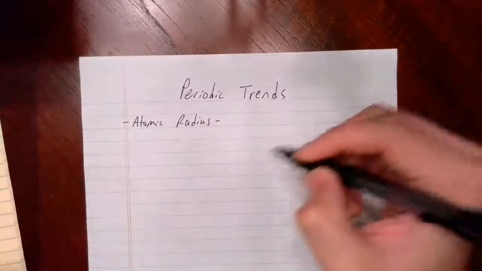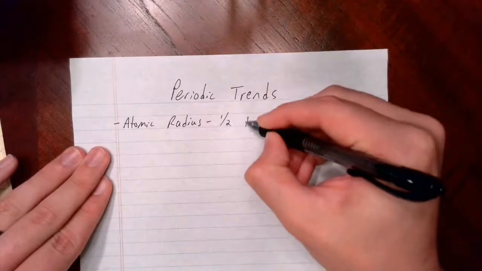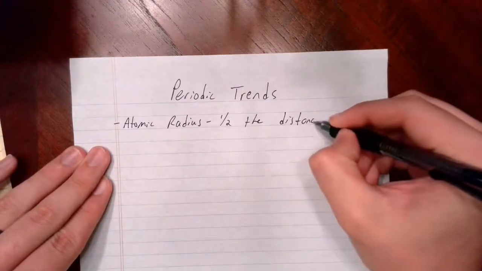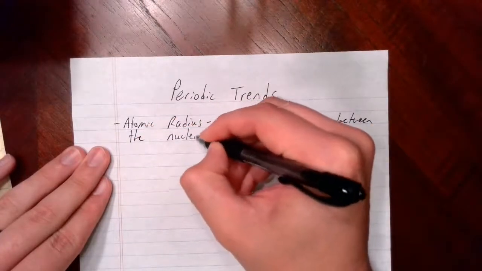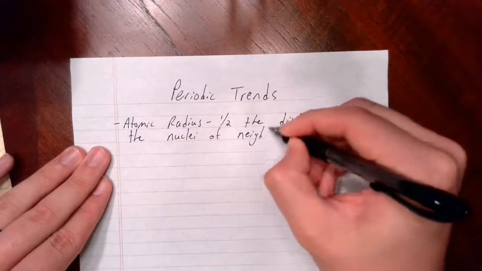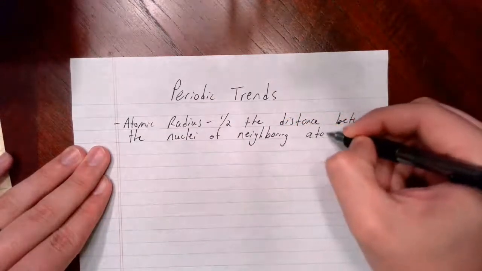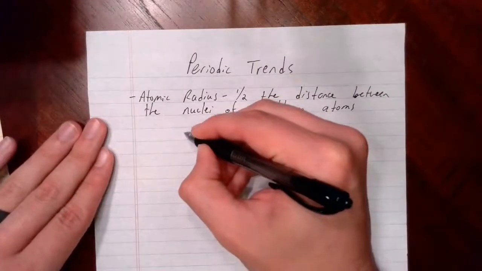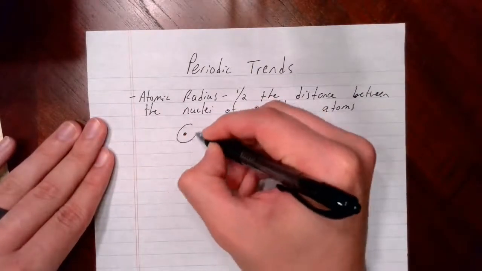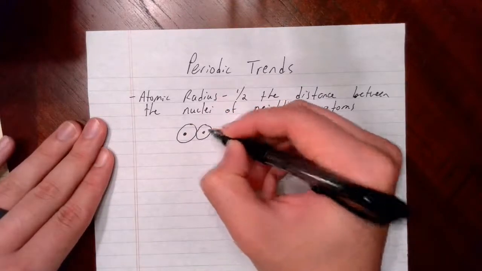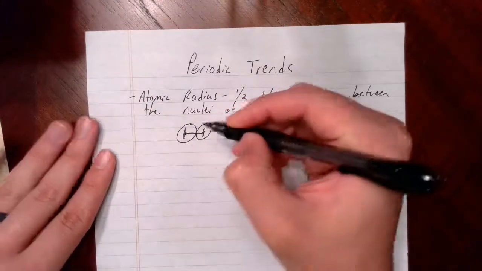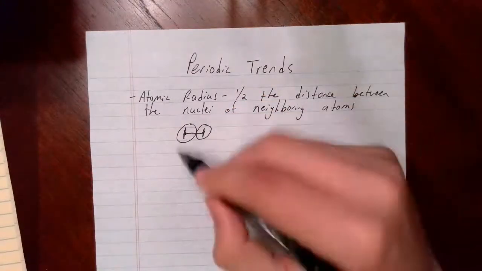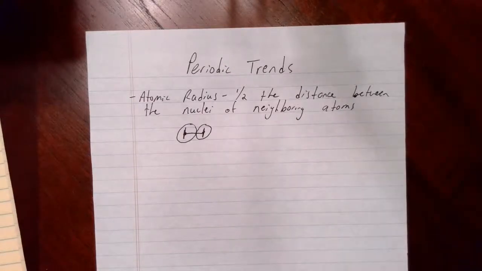Okay, so a formal definition of atomic radius is half the distance between the nuclei of neighboring atoms. And so if we think about what that means, you have an atom, you have another atom, okay, the distance between them, okay, if you divided that in half, you would have the radius of that circle. If you thought about an atom as a circle, it's not really a flat circle, but that's one way to think about it. So that's the formal definition.